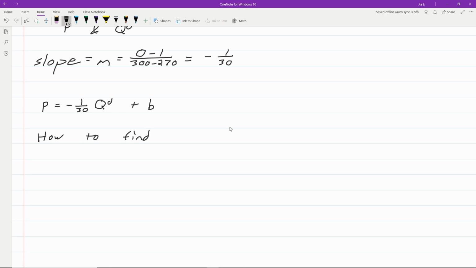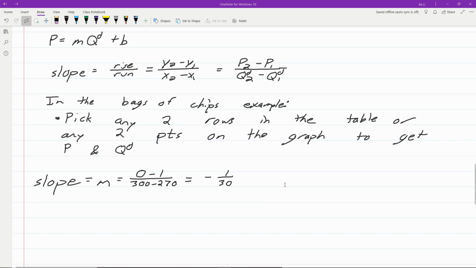What we want to do is find out what b is. Well, one way we can do that is, since we know that b is the y-intercept, what we can do... okay, so that's how we can get the slope.